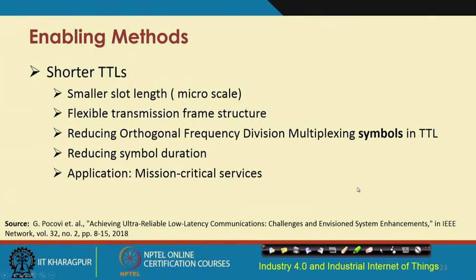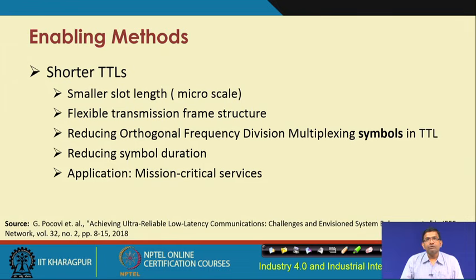And so different methods are there. Shorter TTIs or shorter TTLs, whatever it be, it is the same thing. So, we are talking about shorter TTI requirements, smaller slot length in micro scale, flexible transmission frame structure, then reducing the orthogonal frequency division multiplexing symbols, reducing symbol duration and so on. So, all of these make it attractive for use in mission critical applications.